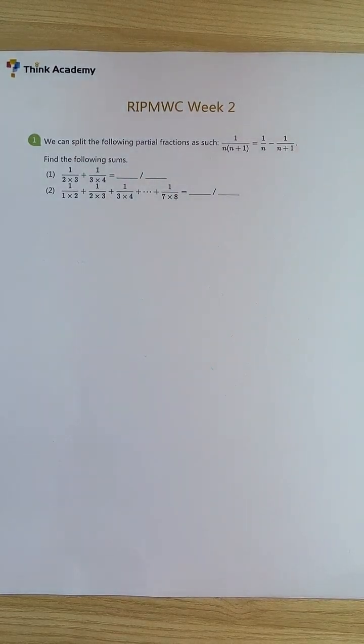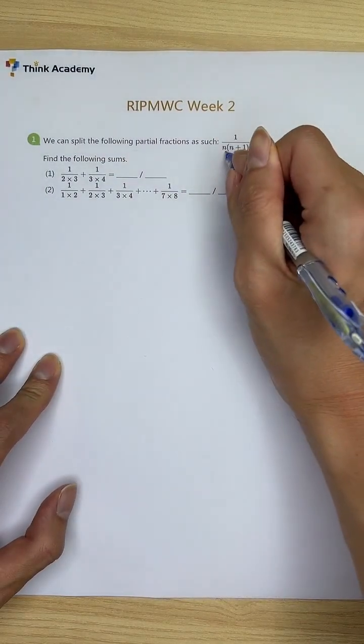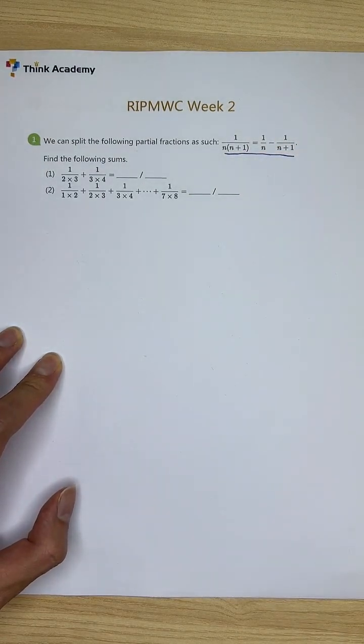Let's begin on our DMD week 2 now. We can split the following partial fractions as such. Remember this really nice property: 1 over n times n plus 1 is equal to 1 over n minus 1 over n plus 1. It's not P5 Math Olympiad, but rather this one is RIPMWC DMD. Wow, I've seen quite a lot of people over here today.